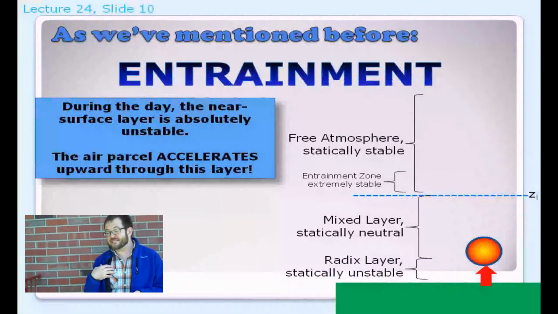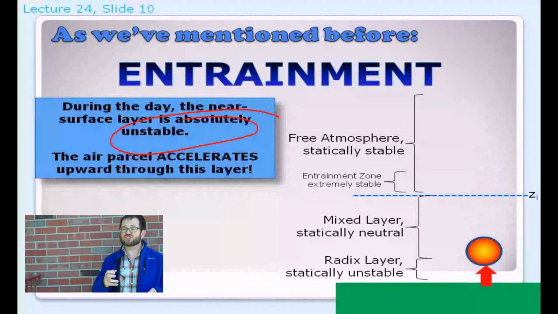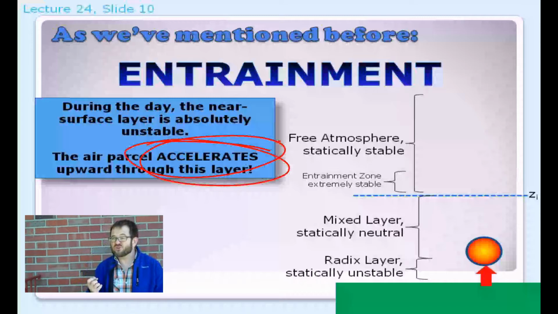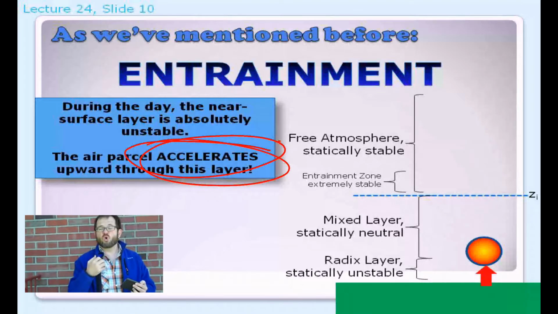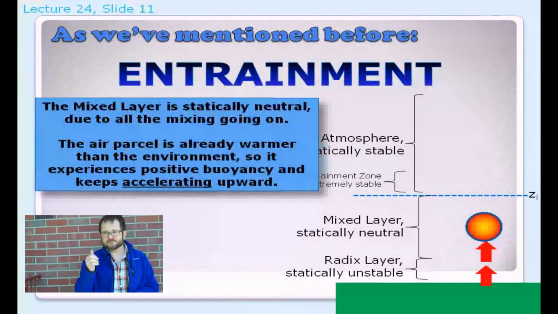But down there in the radix layer, because it is absolutely unstable, that is to say the potential temperature is decreasing with respect to height in the environment, well, this air parcel is going to rise, and it's going to accelerate upward. Once that air parcel has started to rise, it is warmer than the air around it. It'll experience a positive buoyancy force, and it will accelerate upward through that radix layer. Again, we're only talking maybe 20 meters or something like that, but it's going to accelerate upward and get itself up into the mixed layer.